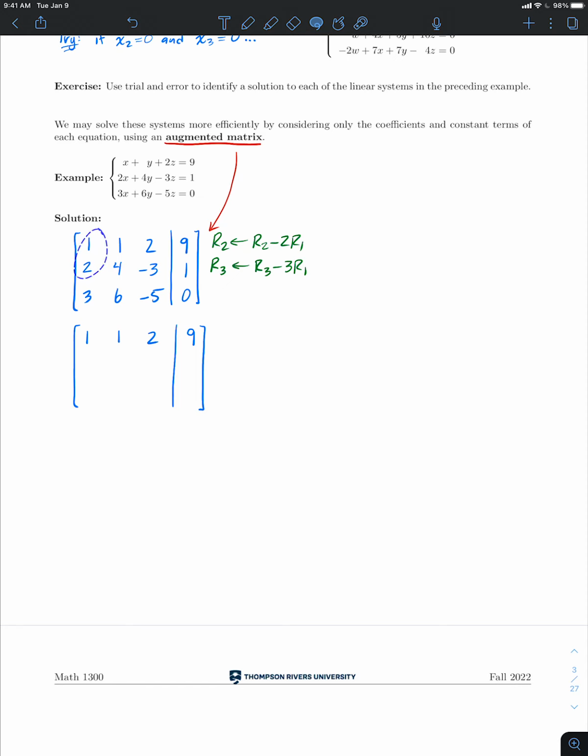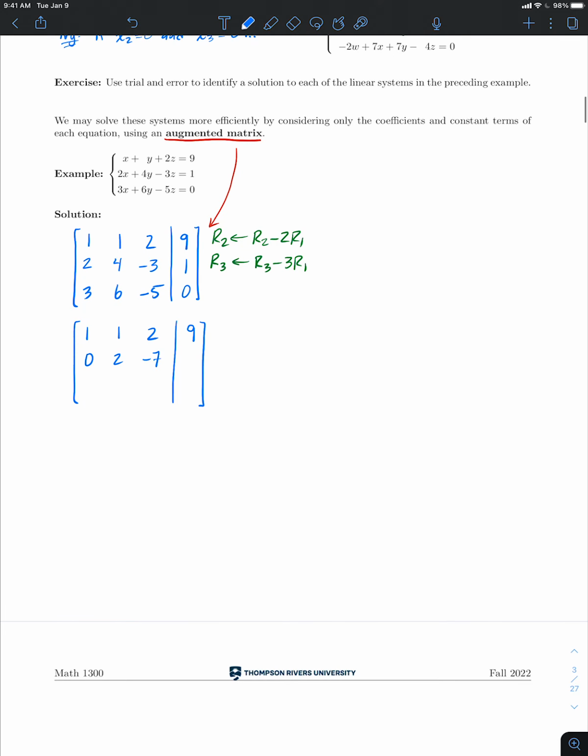Start with these entries. What happens if I take 1 and subtract it from 2 twice? I'm going to get 0. What happens if I take 4 and I subtract 1 twice? I'm going to get 4 minus 2, which is 2. If I take negative 3 and I subtract 2 twice, I'll end up with negative 7. And if I take 1 and I subtract 9 twice, that's really 1 minus 18, so that'll be negative 17. That takes care of the second row. This row operation has been completed.